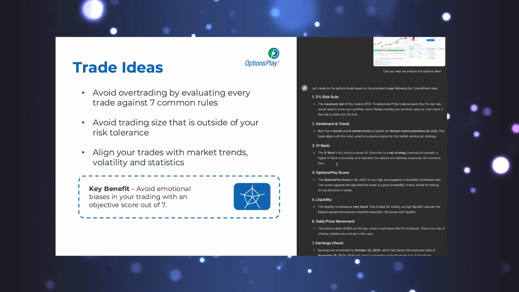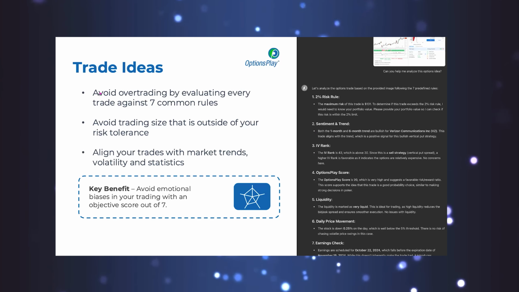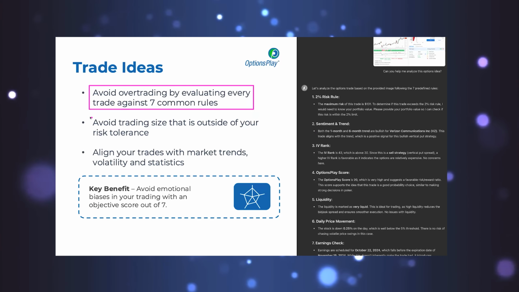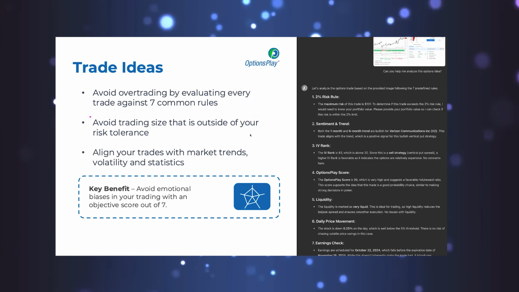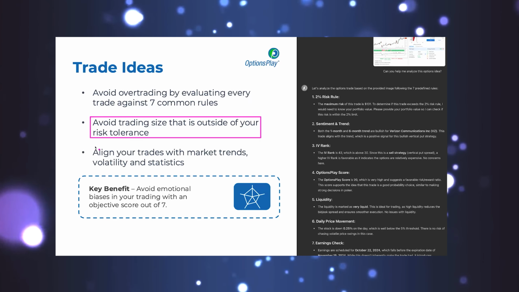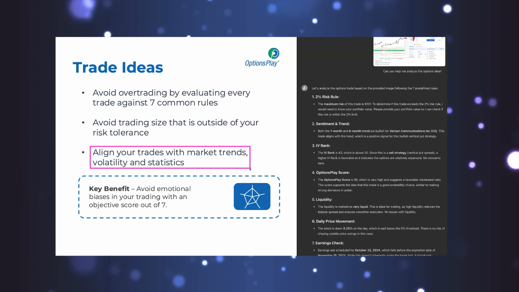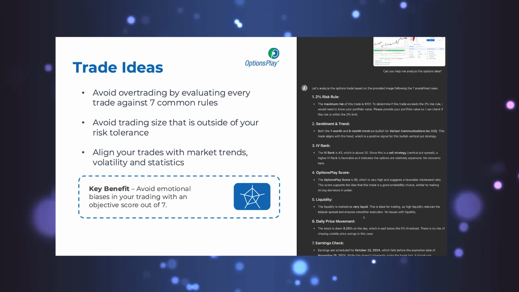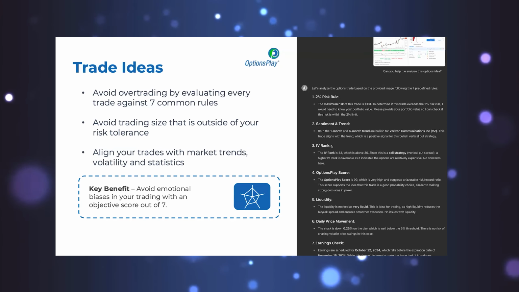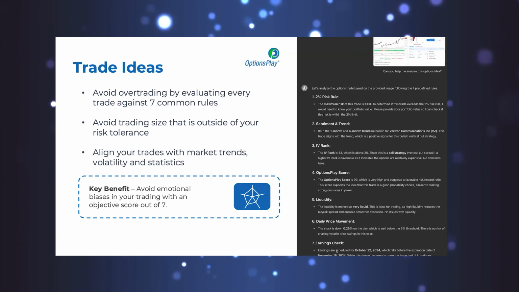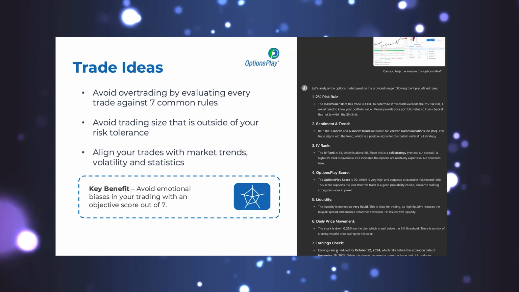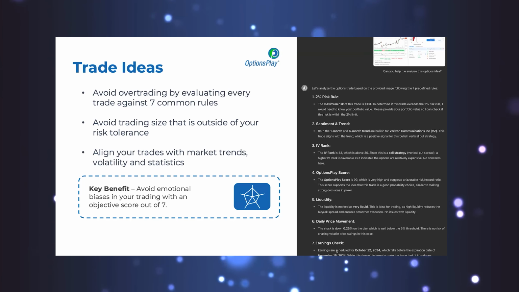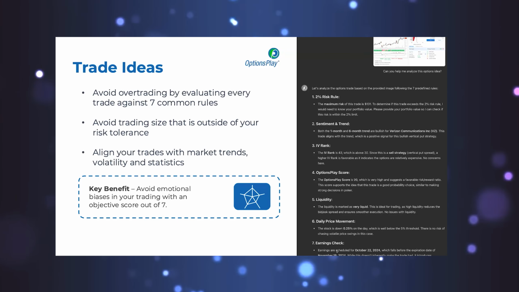Okay, so within trade ideas, what we're doing is predominantly helping you avoid overtrading and evaluating your trades against 7 common trading rules. This is generally to avoid trading size that is outside of your risk tolerance and make sure that the trades you're placing align with things like market trends, volatility, statistics like liquidity, daily price movement, earnings check, IV rank. These are the types of things that we are checking for. Now, you don't have to have a score of 7 every single time you place a trade, but you should at least be aware of, out of a checklist of 7 things, how many of them you have checked off.